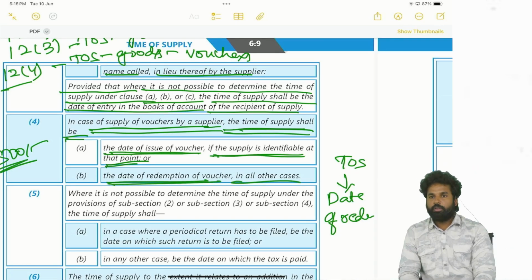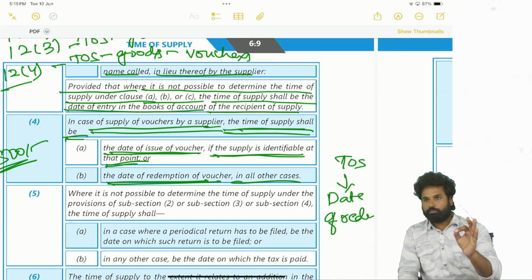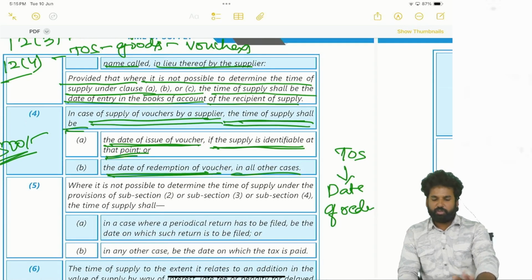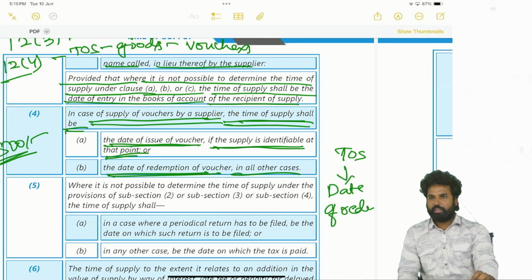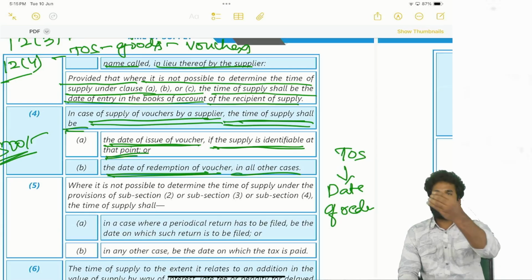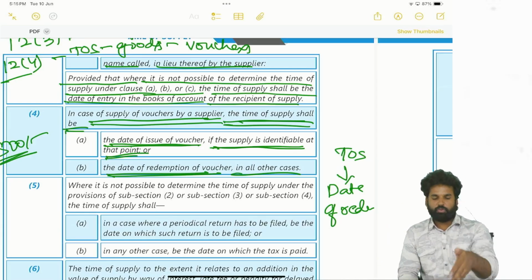Understand this? Same is the case with service also. If it is a goods coupon, if it is a shopping coupon, it is the date of issue of voucher if identifiable at that point. If it is not identifiable, it is redemption of the voucher. The same provision will be reflected in services also. If it is a service coupon, that will apply; if it is a goods coupon, it will apply. But the provision is the same.